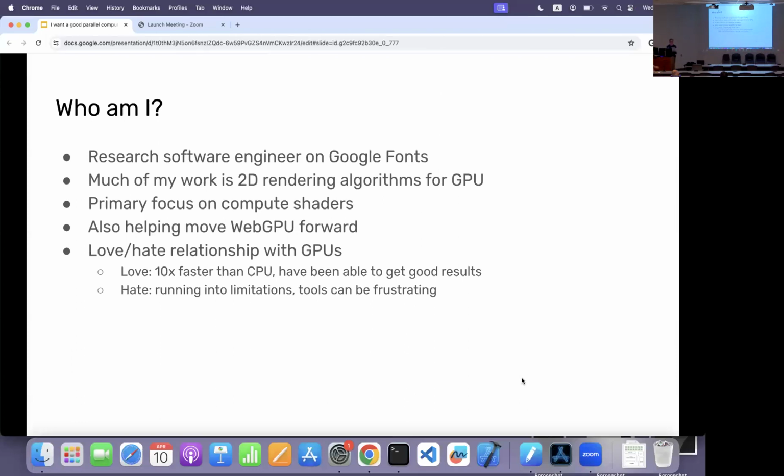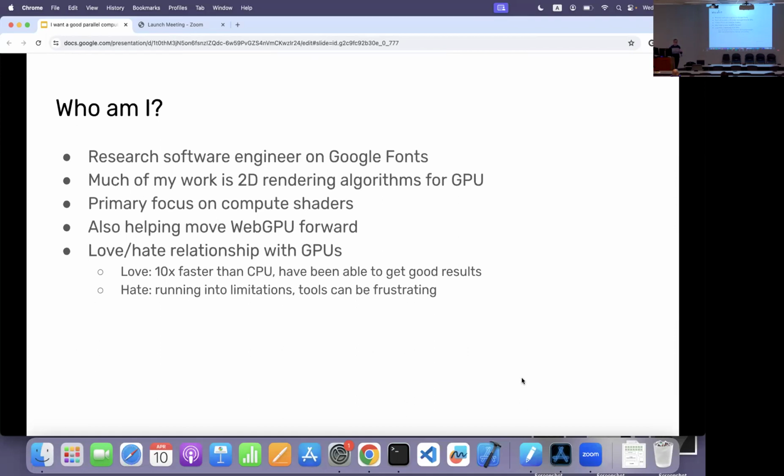So who am I? Why am I interested in this topic at all? I am a research software engineer on the Google Fonts team at Google. Most of my work is on 2D rendering algorithms that run on GPUs, and that is font rendering, but other 2D vector graphics as well, not just fonts. And almost all of the work that I've been doing for the past few years is focused on compute shaders.